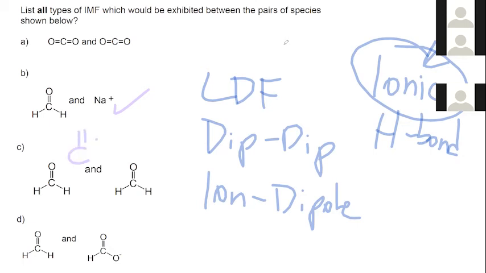And so it's pulling charge toward it, making it slightly negative, and the carbon's slightly positive. So I have a dipole pointing in that direction. And since the oxygen is slightly negative, and this is a positively charged ion, that would be the interaction right there. And it would be an ion-dipole. Great job. What about C?